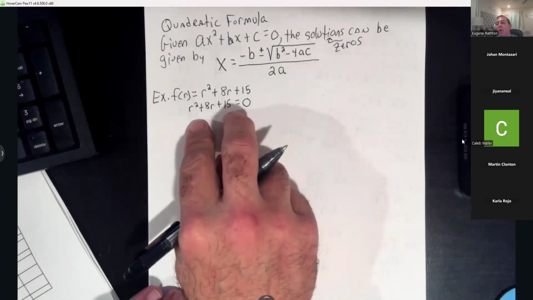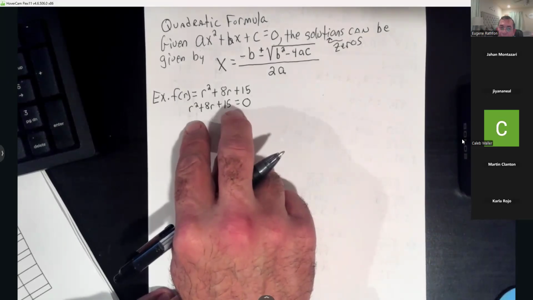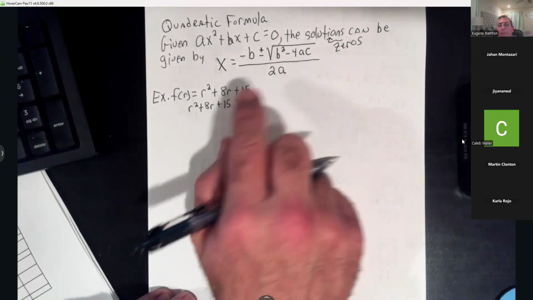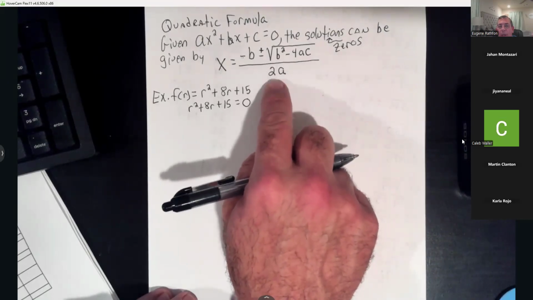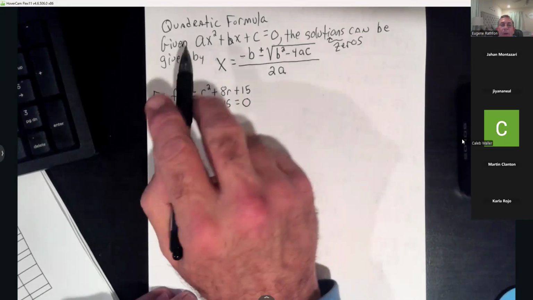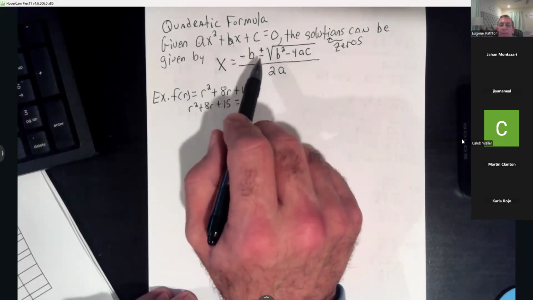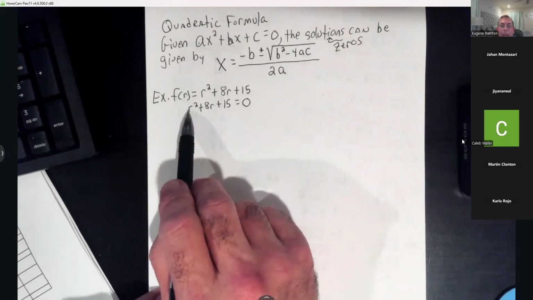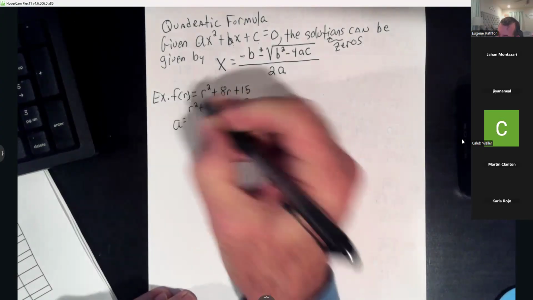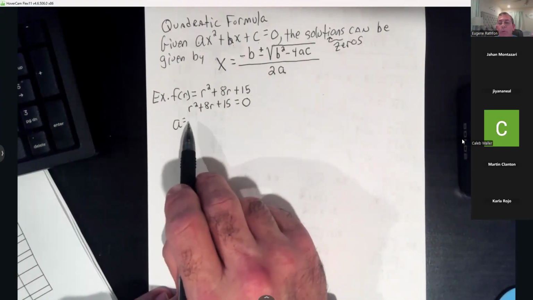Now, y'all, this one would factor. If you like factoring, this would factor. But we're focusing on this quadratic equation, okay? So the first thing I got to find out are what is my a going to be, my b, and my c before I plug them in. a is in front of the r squared here. Y'all don't see a number in front of that r squared. So what number would y'all put for a?